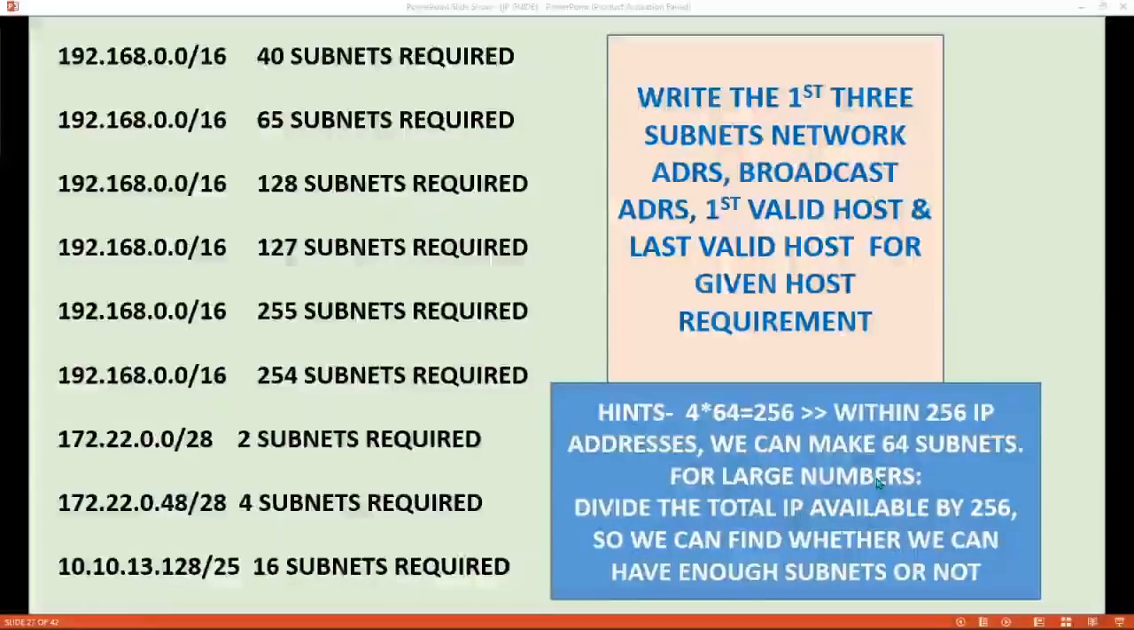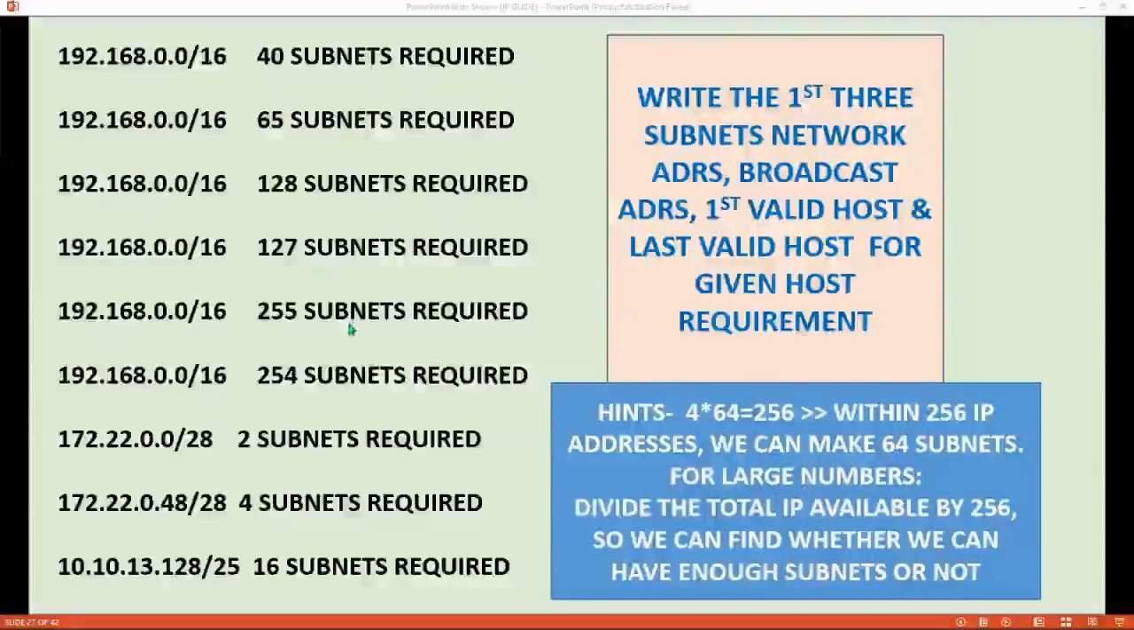So here I have included some questions for you to practice, like 40 subnets or 65 subnets, and you can see 192.168.0.0 with 40, 65, 128, 127, 255, 254, and for a different IP address, 172.22.0.0/28, we need 2 subnets or 4 subnets. Likewise, you need to do the calculations. So you can simply figure it out.